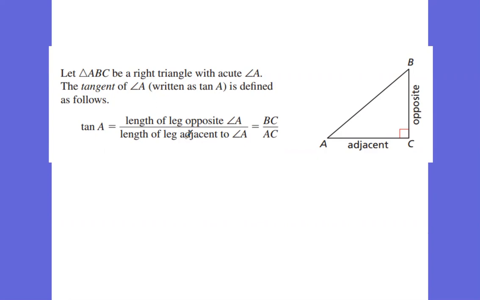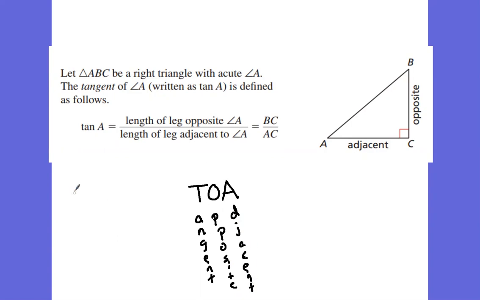And there's a neat little idea that I want to introduce to you at this moment. And that is this idea, TOA. This T stands for tangent, this O stands for opposite, and this A stands for adjacent. And there's this really neat little saying that you'll hear in almost every geometry classroom, and it is SOH CAH TOA. SOH CAH TOA is just a way to help you remember the different relationships.